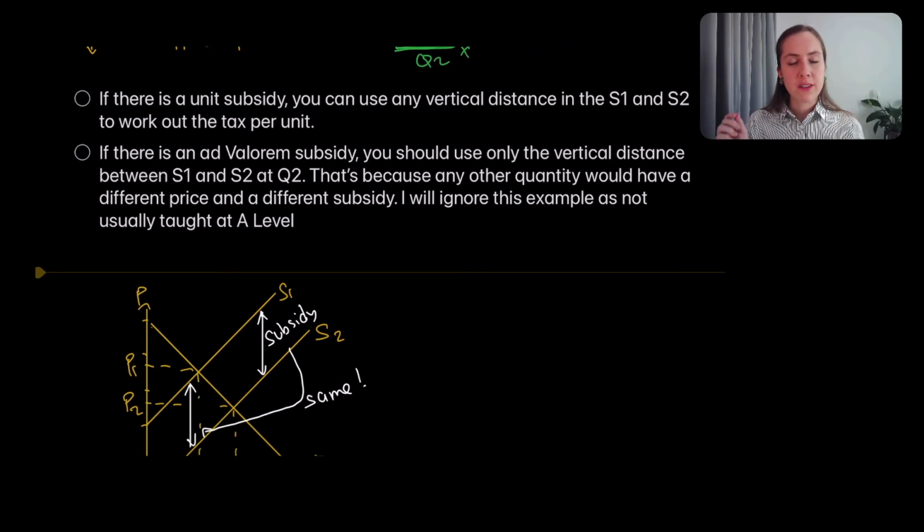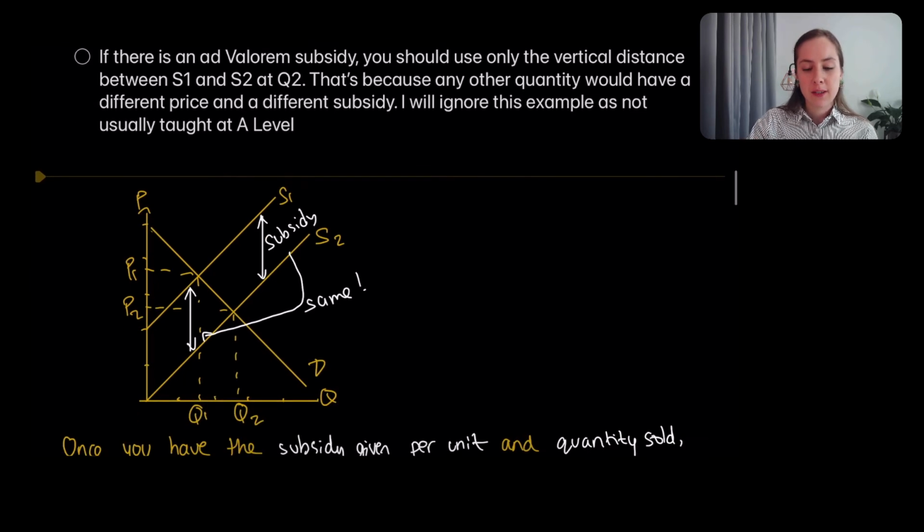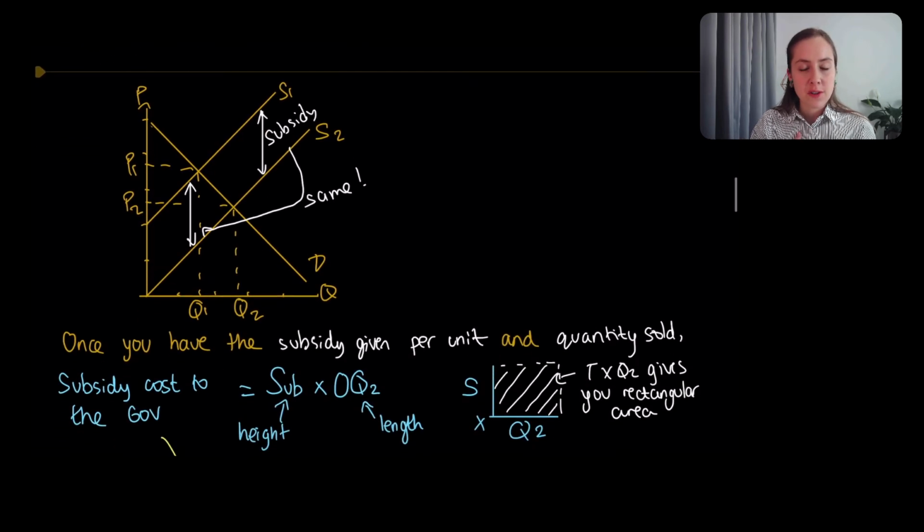Just to remember, if it's a unit subsidy, don't worry about where you get the vertical distance. It's the same all along. If it's an ad valorem subsidy, be sure to use only the vertical distance at Q2. I personally am not going to use that example.